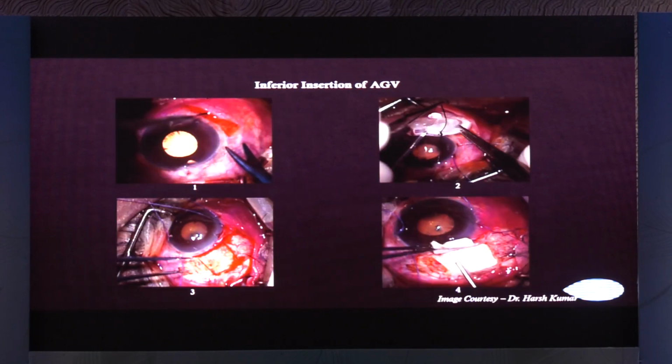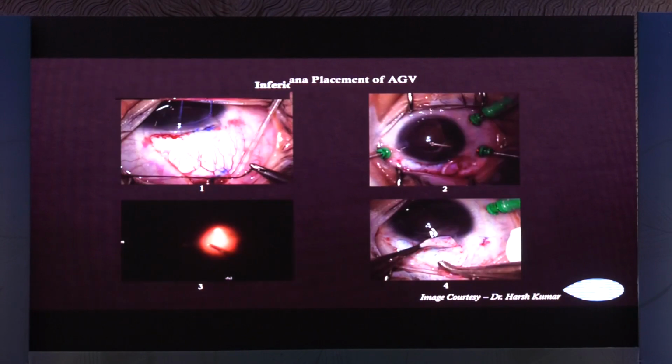There is little change in its pattern. In case you cannot put the tube in the superolateral quadrant, you can put it in the inferior quadrant, and it can be effective in the same way. These slides have been borrowed from Dr. Hirsch. You can still place the tube in the pars plana region in cases where you need a vitrectomy. If you do a vitrectomy and don't have much conjunctiva available, you can put the tube in the pars plana after doing a good vitrectomy.